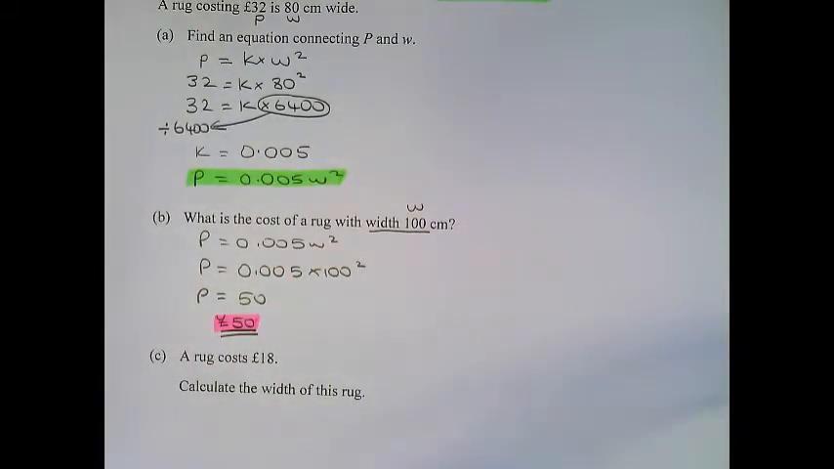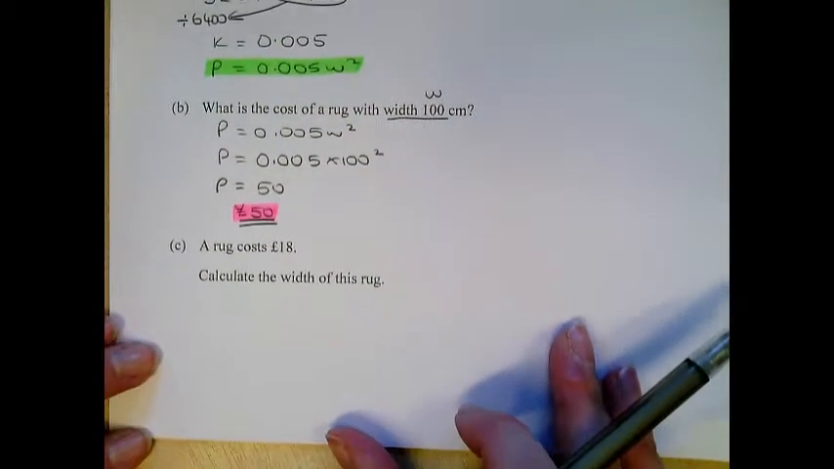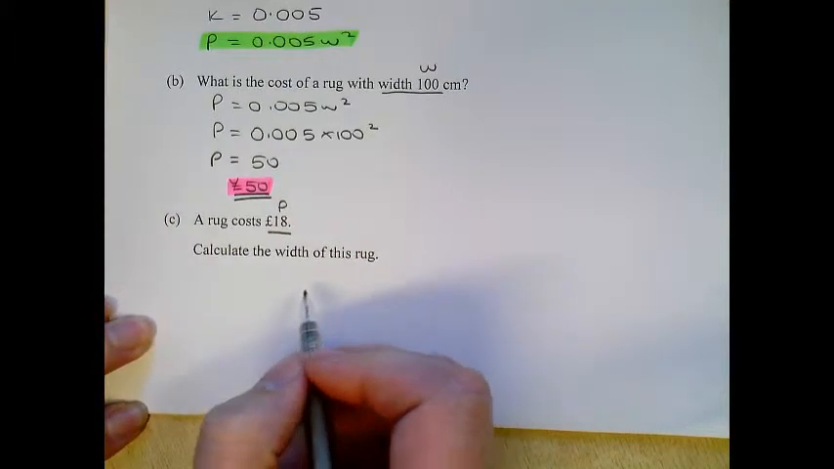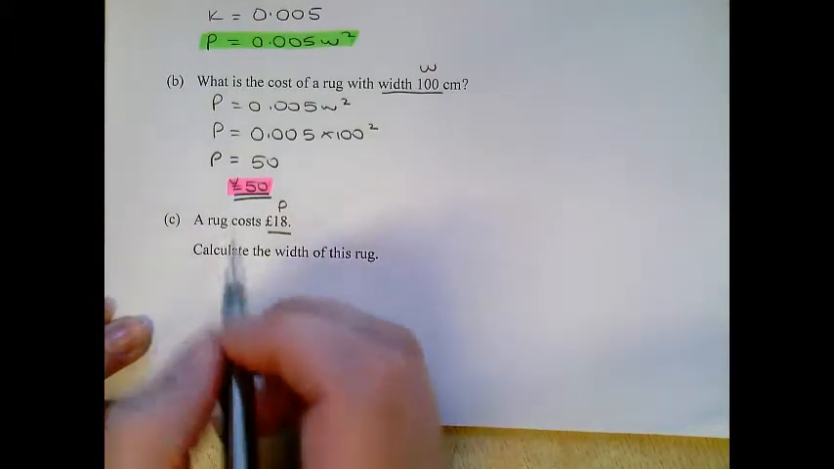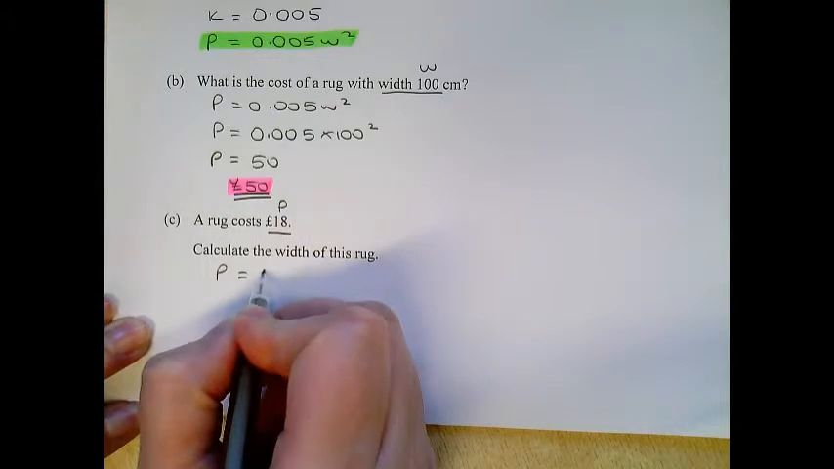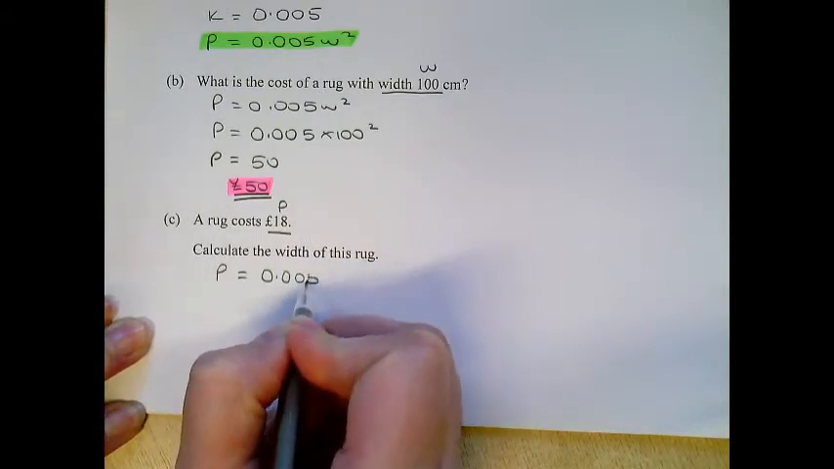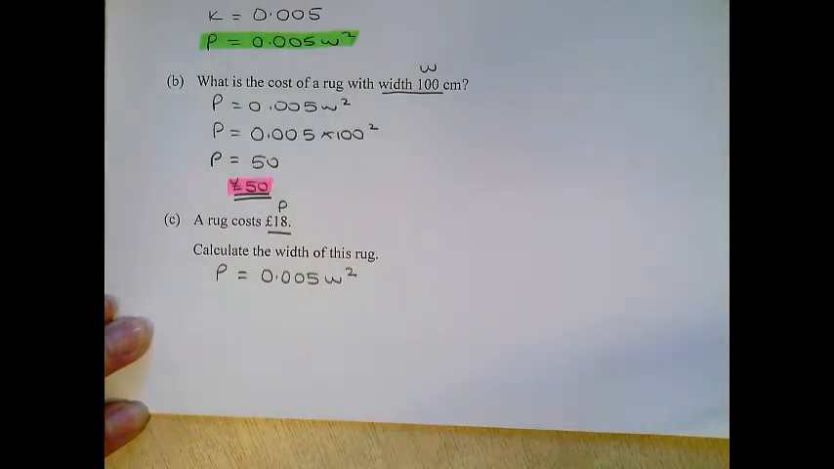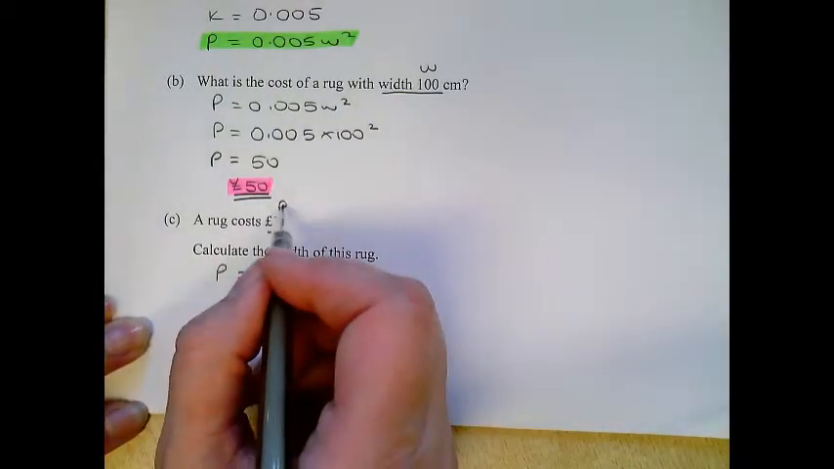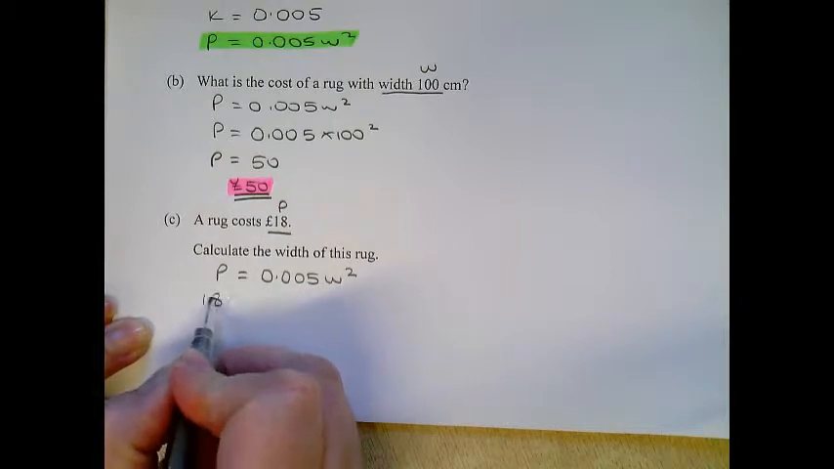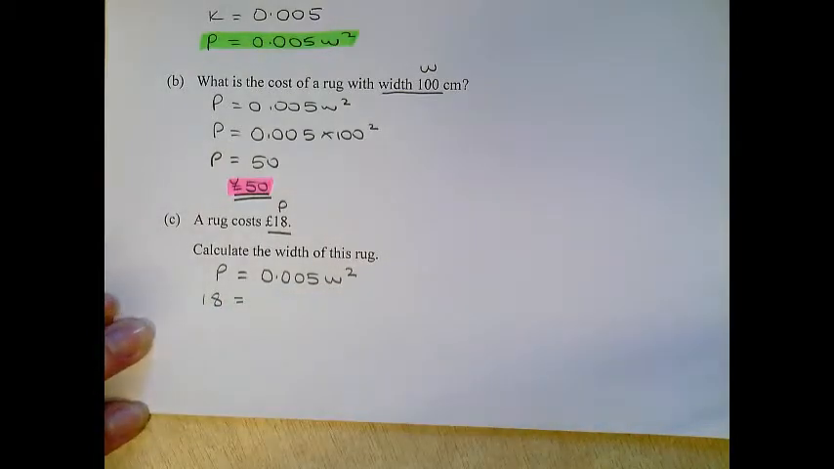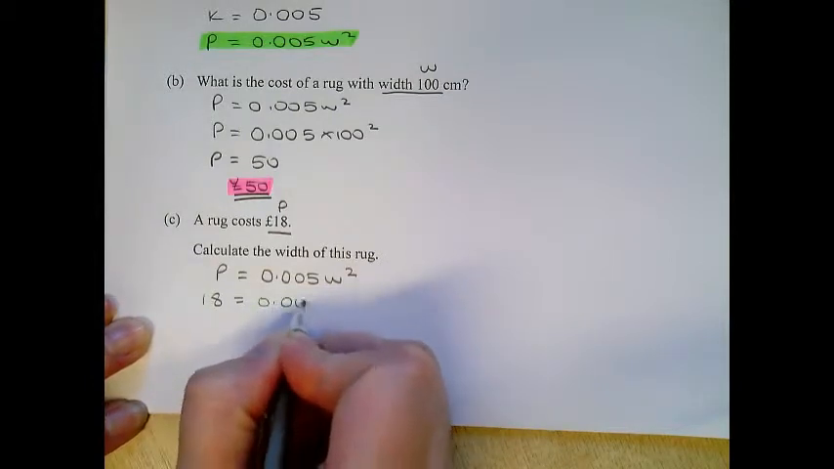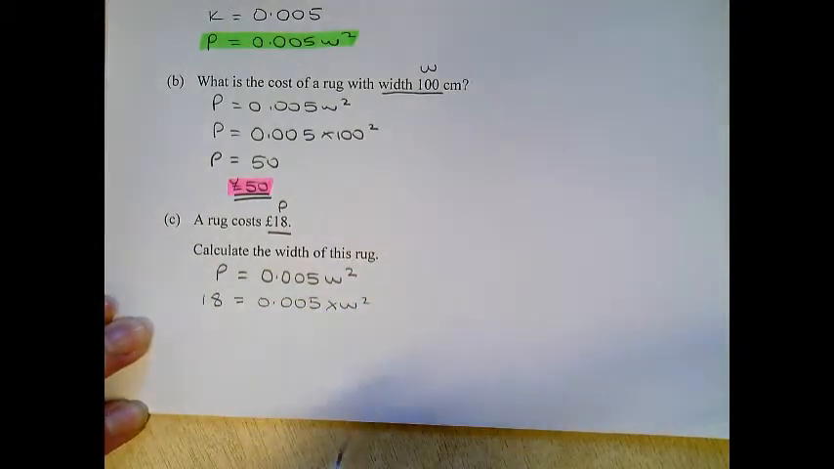Then part C, a rug costs £18, so they're telling you the price this time, and they want you to work out the width of this rug. So we use the same equation. The price is equal to 0.005 multiplied by the width squared. So that's the equation connecting the two of them. And this time I'm putting P equal to 18. So substitute 18 in instead of the P. And then this is 0.005 times W squared.